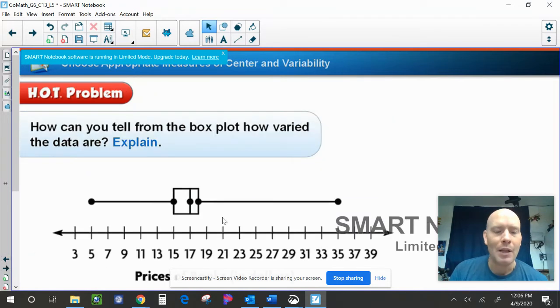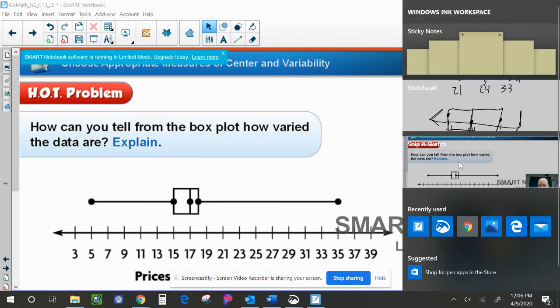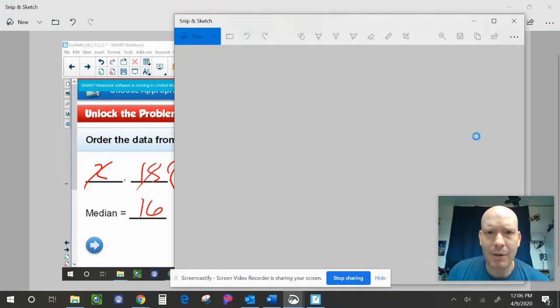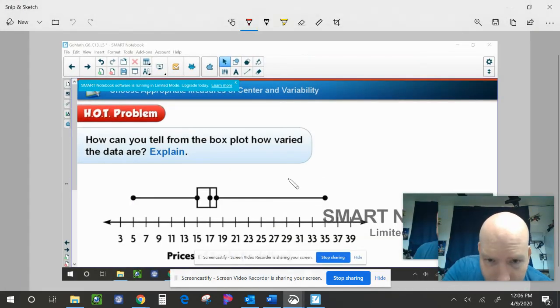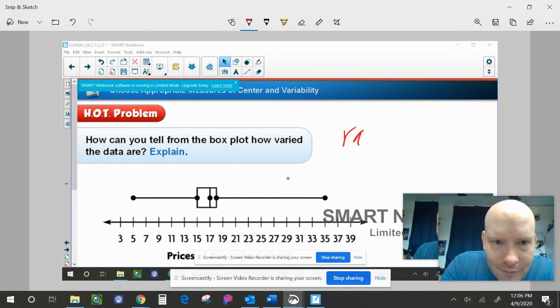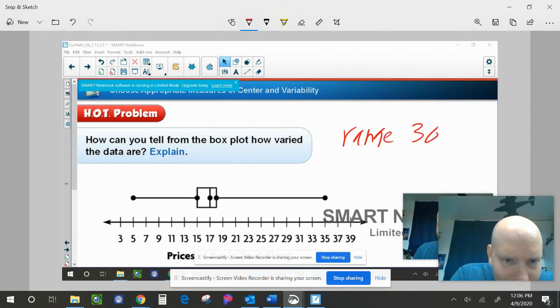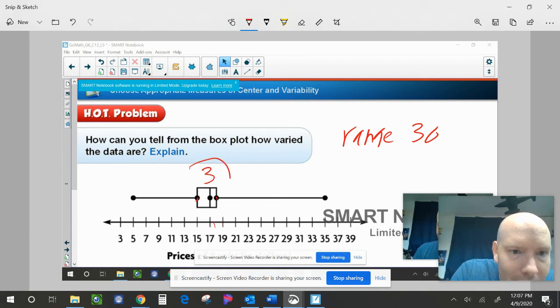Let's do that. My range is the biggest and smallest number, and I'm going to subtract those. It looks like this one's 35, and this one's 5. That's easy. So my range is 30. How about my interquartile range? I'm going to take the upper quartile right here and the lower quartile and subtract them. It looks like we got 17, notice it's between the 17 and the 19. So what would that be? 18. Good. So we got 18 and 15. We subtract that, and we have 3.